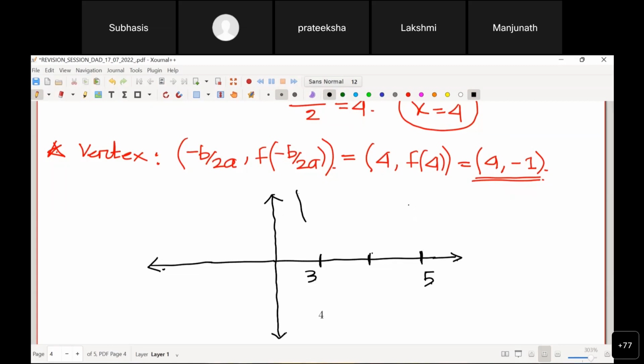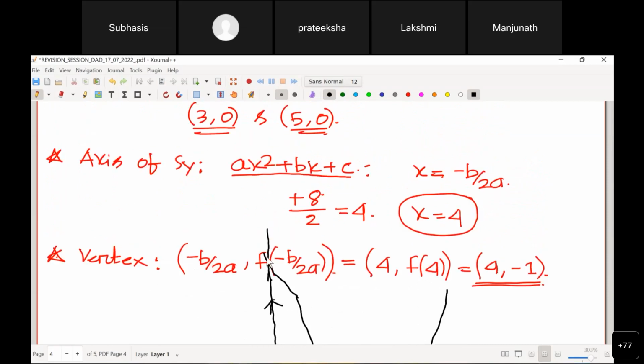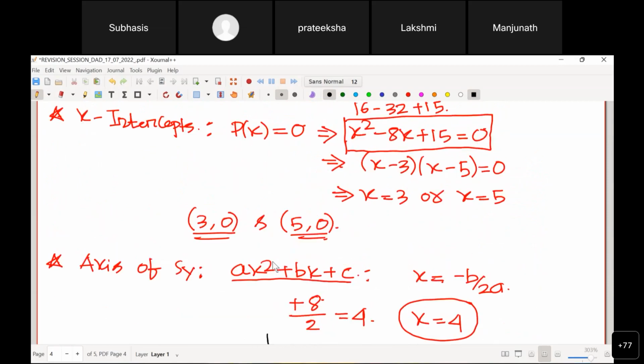So if I draw, it should look like this, and probably should cross the y-axis somewhere here. Okay, so this point is basically your y-intercept. So y-intercept is (0, 15), right?